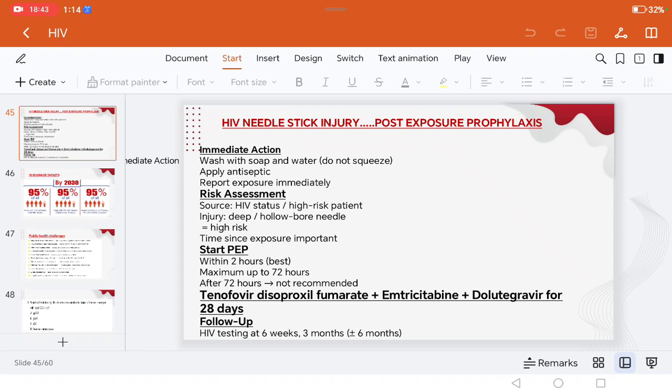So post exposure prophylaxis is started within 2 hours, that is the best time, or it can be started within 72 hours, and after 72 hours usually it's not recommended. Three drugs are given for 28 days: tenofovir disoproxil fumarate, emtricitabine, and dolutegravir. Follow-up testing is done at 6 weeks, 3 months, and then 6 months.